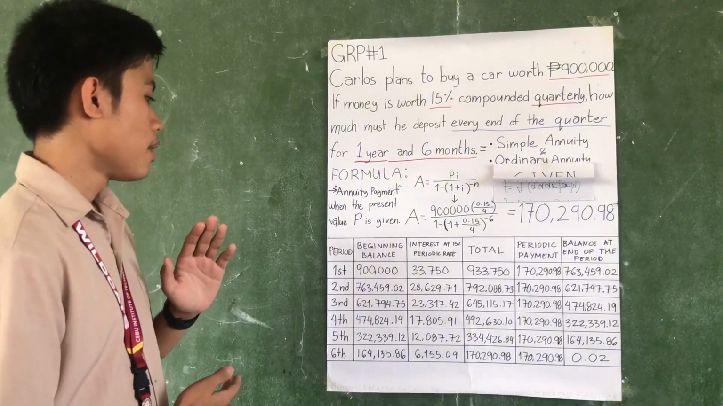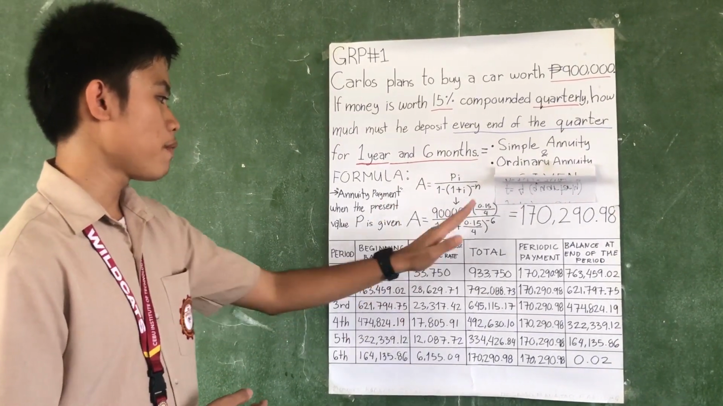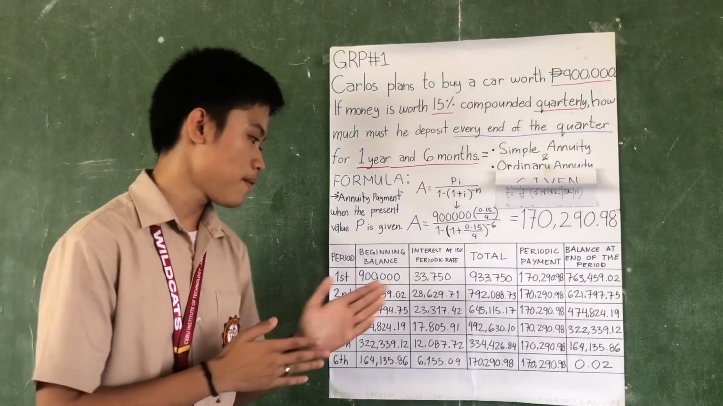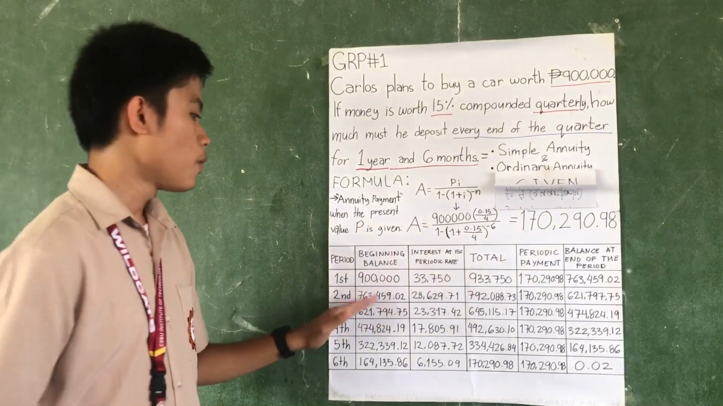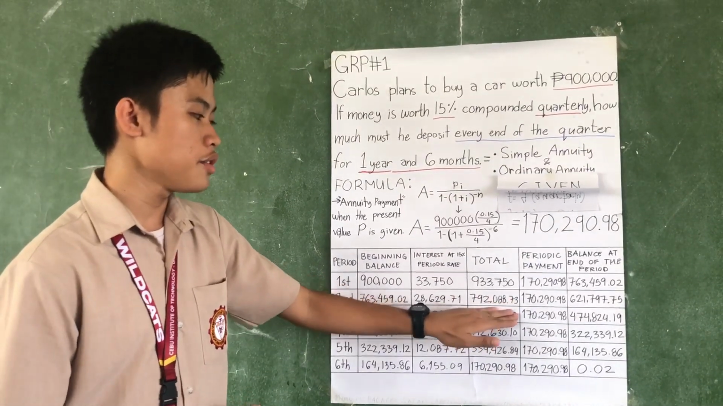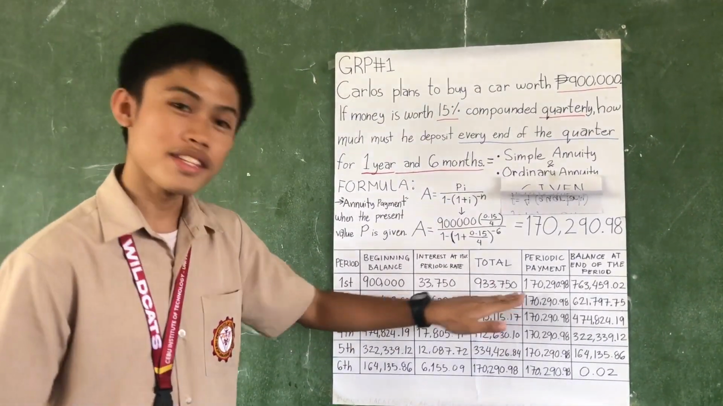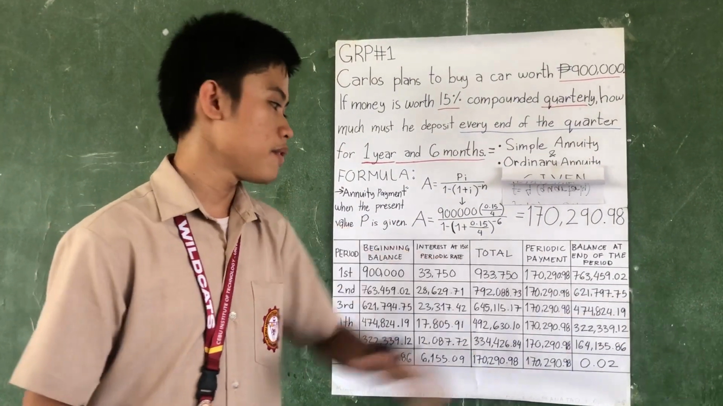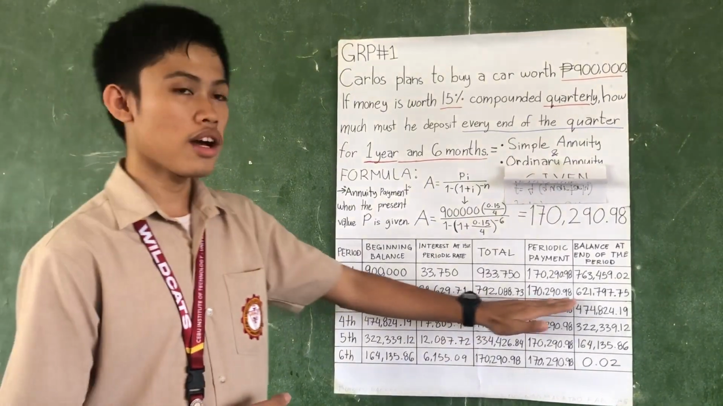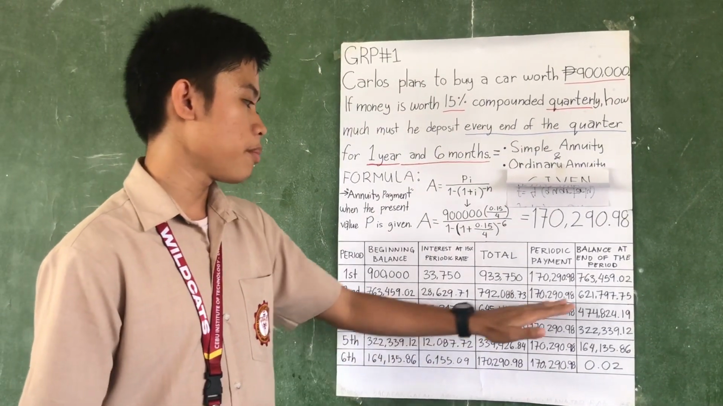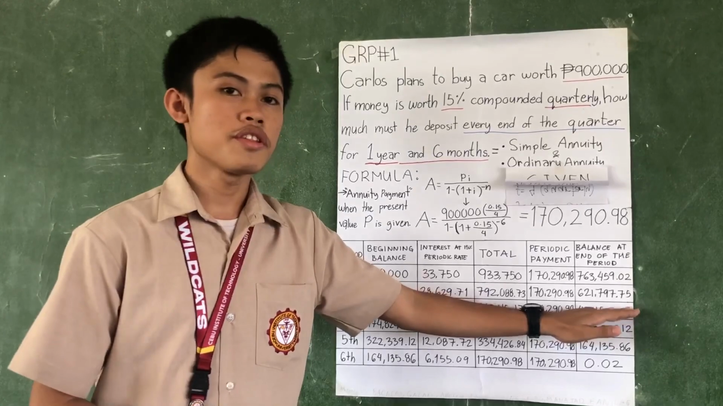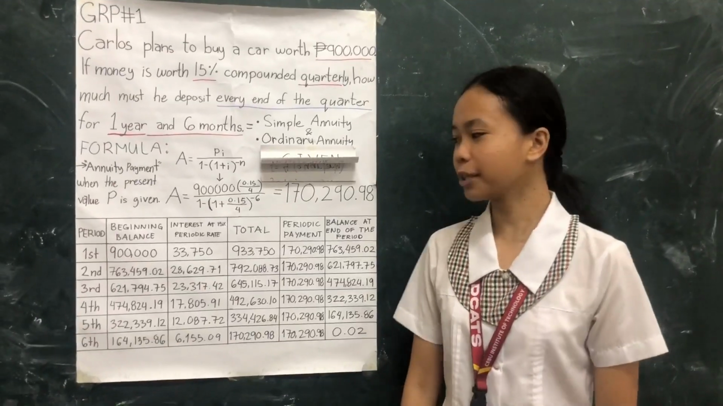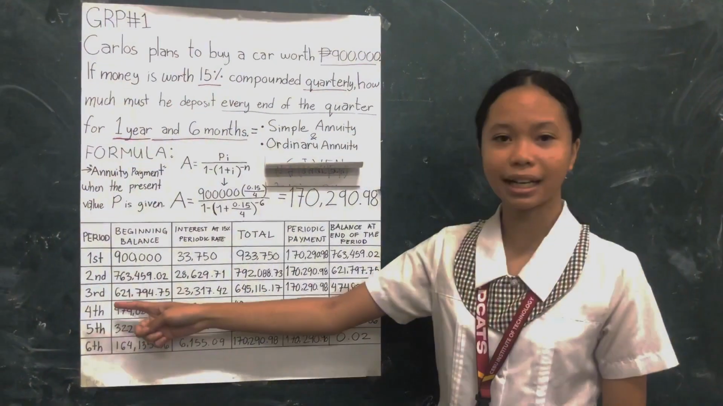So we multiply this by 0.15 over 4 to get 28,629.71. And for the total, we sum both up to get 792,088.73. To get the balance at the end of the second period, we subtract again the periodic payment from the total for us to get 621,797.75.